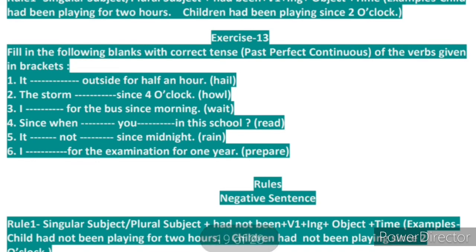So exercises are here, you are supposed to solve them. Hail, so the answer will be: it has been hailing. Then the timing is already given. Next is the storm hail, the answer will be the storm has been hailing. Next, I wait, I have been waiting.